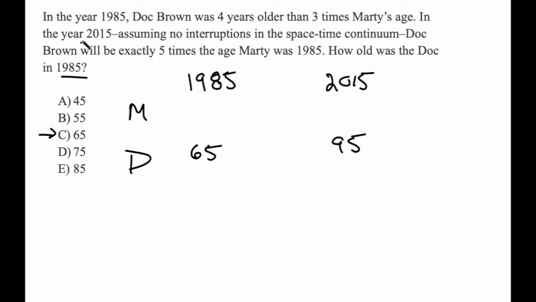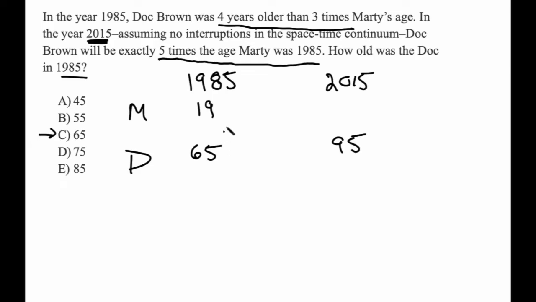Now, according to the problem, in 2015, Doc Brown is supposed to be 5 times as old as Marty was in 1985. So 95 is supposed to be 5 times bigger than this space right here. Well, that would mean that this is 19, right? 19 times 5 is 95. But we have a problem.